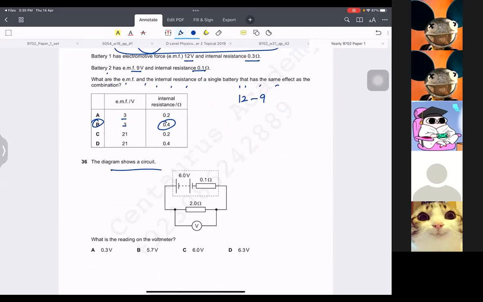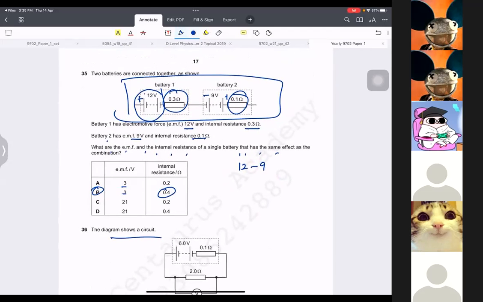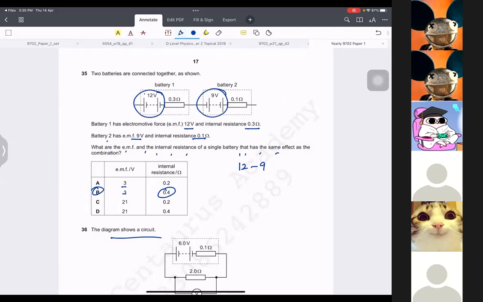Now, the diagram shows the circuit. What is the reading on the voltmeter? Sir, could you explain the upper one again, please? Yes. If you see the batteries, they are opposite to each other. Positive, then negative, then positive. Here this is negative and this is negative. Both are connected in the opposite direction, so you have to subtract them. Okay, sir, got it. Thank you. And then resistance always adds up in series.